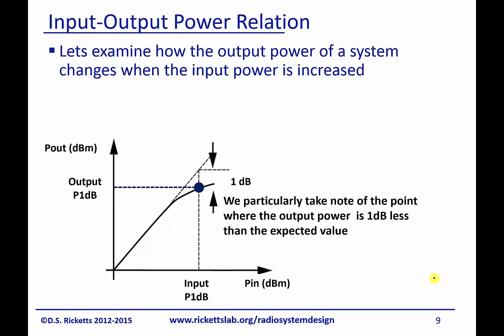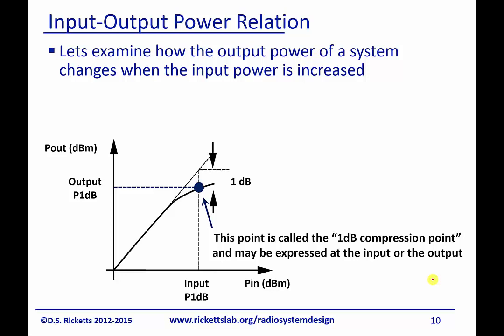And so we particularly take note when the output power drops 1 dB less than the expected value. When this point is 1 dB below, that's a metric where we say, at this input power, we're really leaving the linear range. And we call this point the 1 dB compression point. It can be expressed as an input or an output. What I mean by that is I can say the input 1 dB compression point is a certain value, and the output is a certain value. And those two are related.